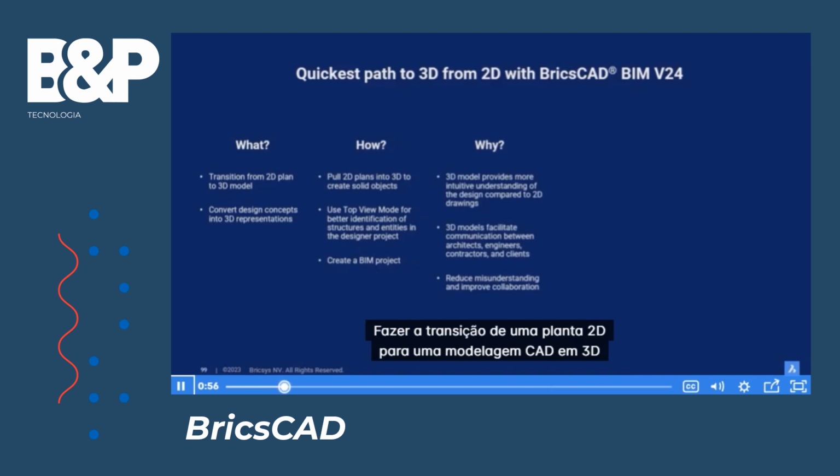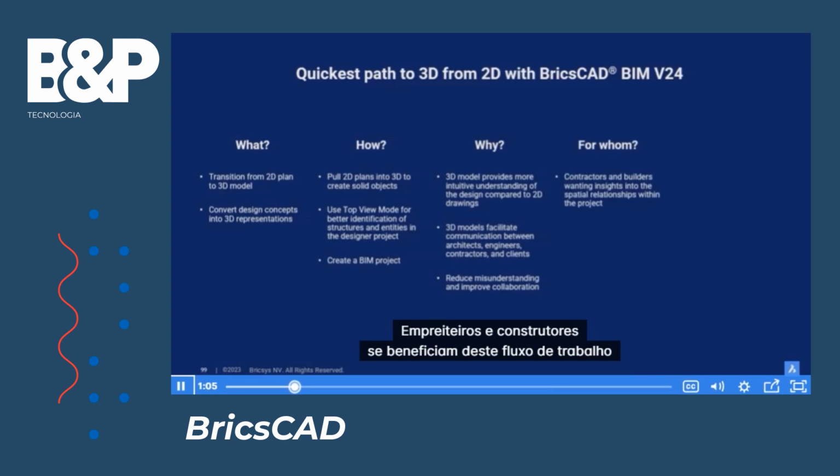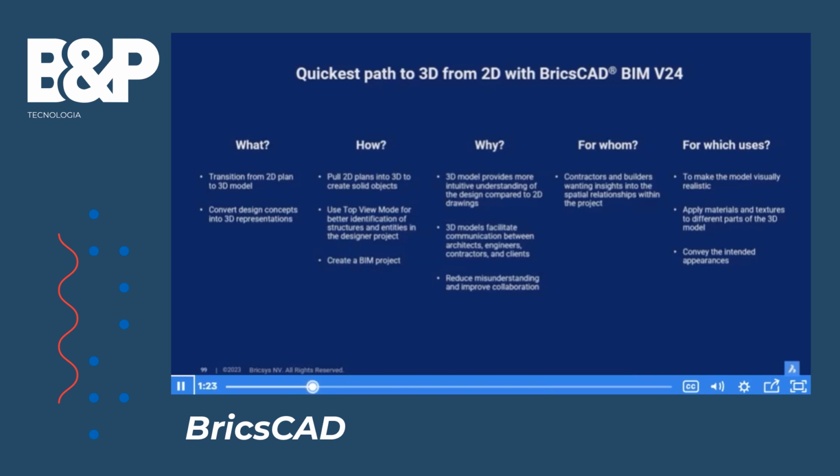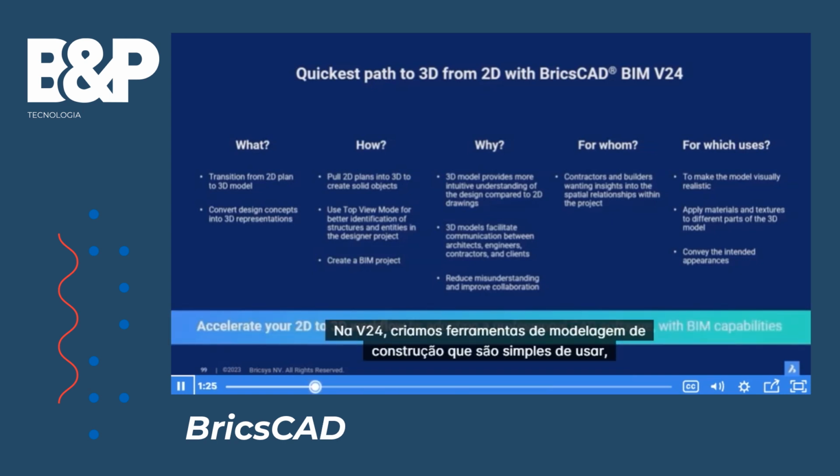Transitioning from a 2D plan to a 3D modeling CAD benefits various stakeholders involved in the design, construction, and communication process of a project. Contractors and builders benefit from this workflow as it helps them to visualize their design concept in a more realistic and tangible manner. It also allows them to identify potential design flaws, clashes, and improvement early in the process. In V24, we created building modeling tools that are simple to use, familiar, and smart when needed.